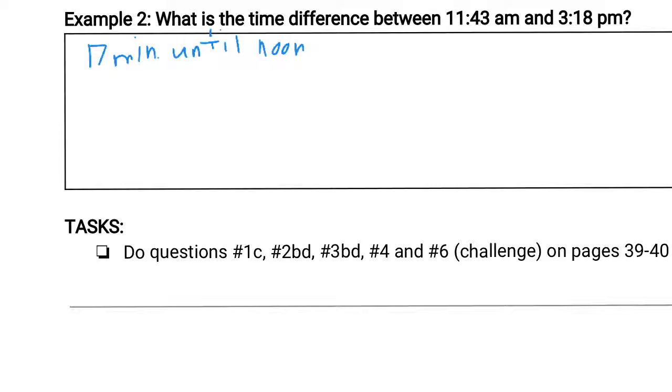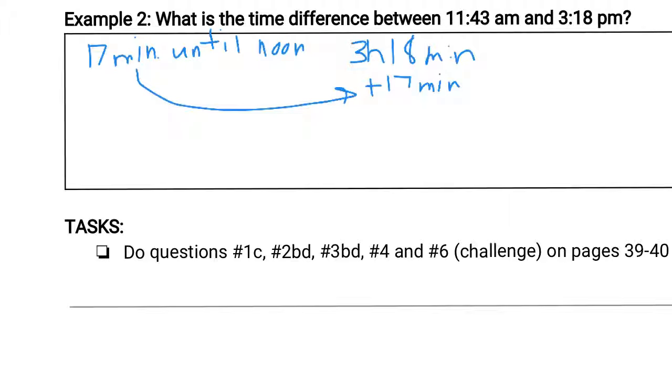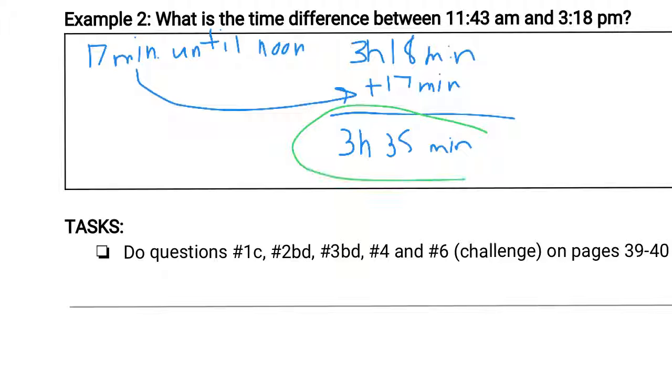Then I know if I'm going from noon to 3:18 p.m., then I've gone another 3 hours and 18 minutes past noon. So if I take those 17 minutes that it took me to get to noon and add those to the 3 hours and 18 minutes that it took to get from noon to 3:18, that's going to give me 3 hours and 35 minutes of time. That's our final answer there. It's going to take 3 hours and 35 minutes to get from 11:43 a.m. to 3:18 p.m.